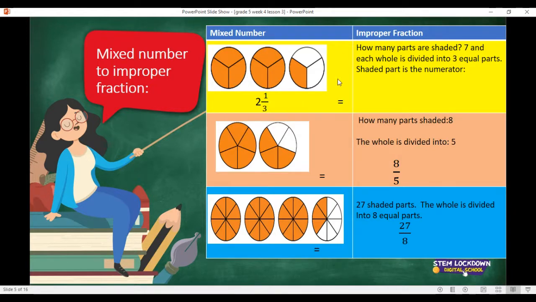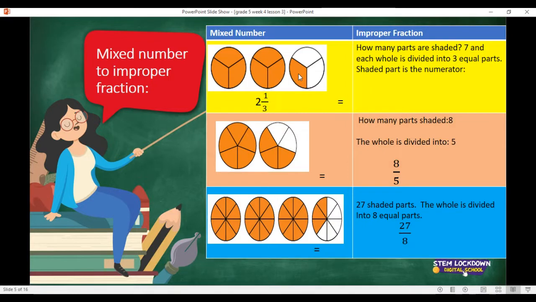And then when we come to the improper fraction, we still have the same circles or the same fractions shaded. And then we ask, how do we get the improper fraction? We ask how many parts are shaded all together. So instead of counting it in wholes, we count how many parts are shaded all together. So we come here and then we check. We have to count the parts that are shaded. So it's 1, 2, 3, 4, 5, 6, 7.